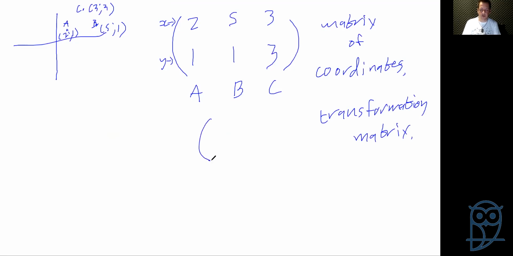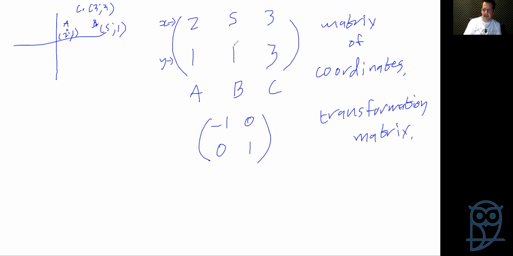Remember, my transformation matrix was -1, 0, 0, 1. Now the question is, do I multiply this by that or that by this? Hopefully you're not saying, it doesn't matter, it's matrices, it's fine. It's not fine.